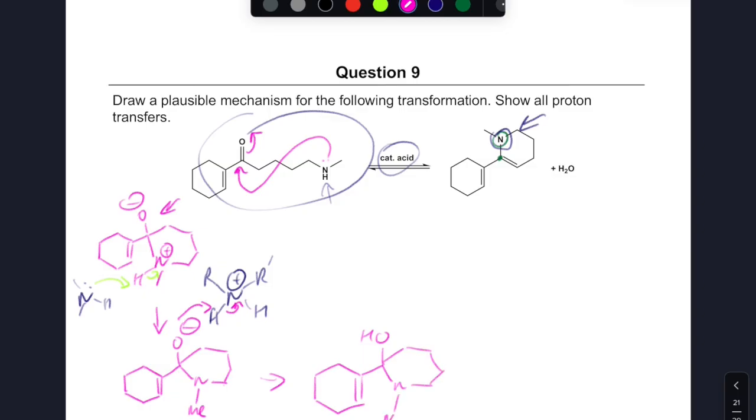Okay, now the next thing we're going to have to do is carry out some type of transformation where we have to get rid of this center over here. So this is where we're going to do another acid protonation. So some type of acid catalyst, we're going to protonate that center to help set it up to be a better leaving group. So we're now going to have OH2 plus and N-methyl.